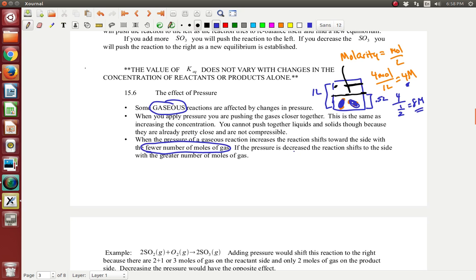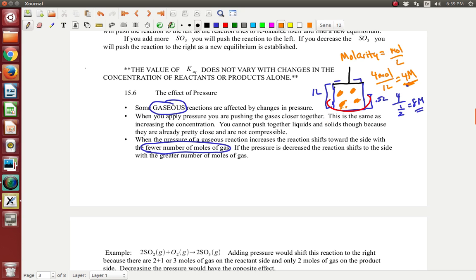If I release the pressure, see, when I'm pushing on it, I'm shortening the amount of space that's available for the gas to be in. But if I release the pressure, if I let go of it, it increases the space back to where it was before. I release the pressure, it goes back to where it was before, so to have a full 4 molar concentration, I can have 4 moles.